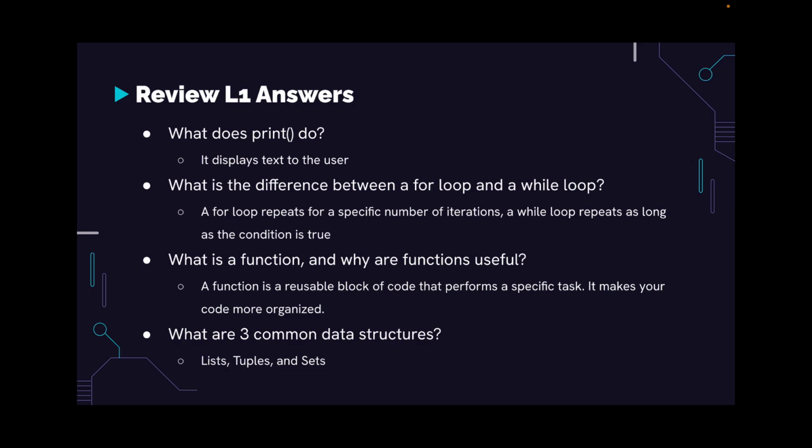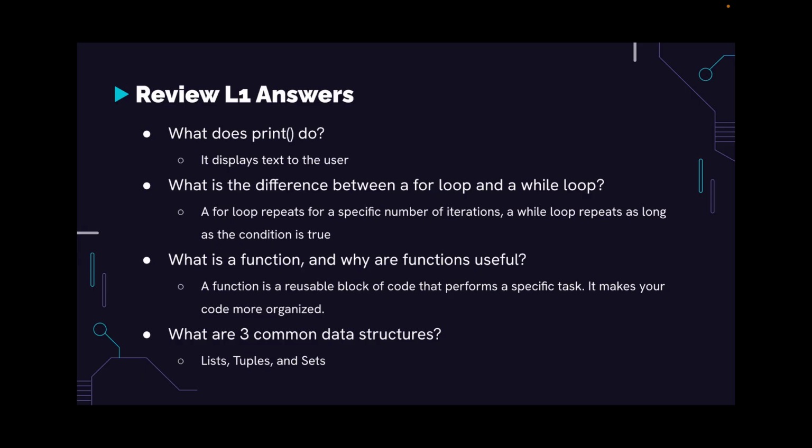What is the difference between a for loop and a while loop? A for loop repeats for a specific number of iterations, while a while loop repeats as long as a condition is true. What is a function and why are functions useful? A function is a reusable block of code that performs a specific task. It makes your code more organized.